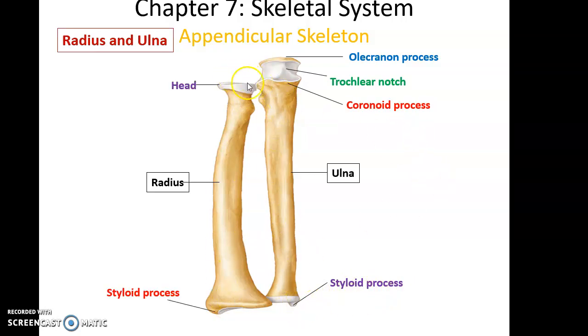With the radius on the proximal end, we have the head, which in this case is shaped kind of more like a disc, smooth structure. It articulates with the capitulum of the humerus. And at the distal end is another little pointy bit of bone tissue called the styloid process. So the radius and the ulna both have styloid processes at their distal ends.